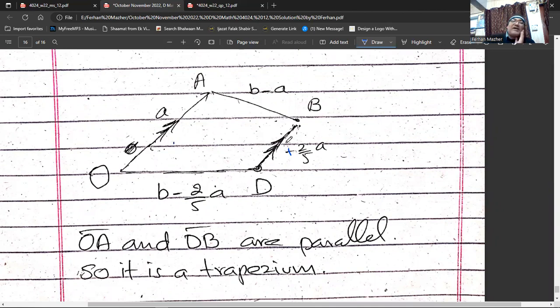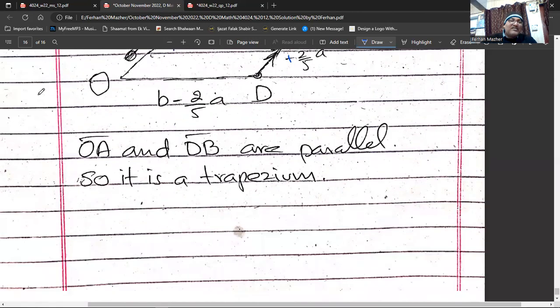Why are these parallel? You look at this, this is A, and this is a scalar number times the vector. So this is A, this is 2 by 5 of A. That means OA and DB are parallel to each other. The two sides of this quadrilateral are parallel to each other, and two sides are not parallel. So it's a trapezium. So this is how this is done.